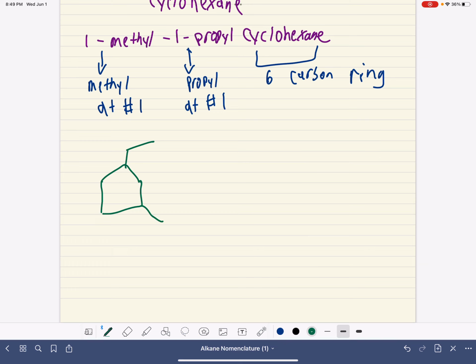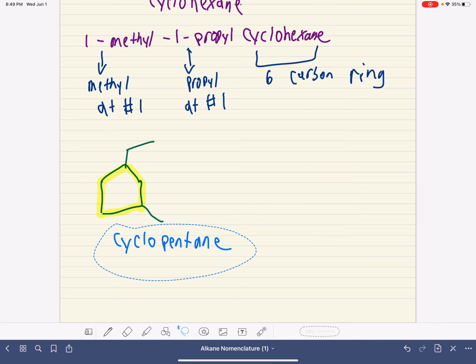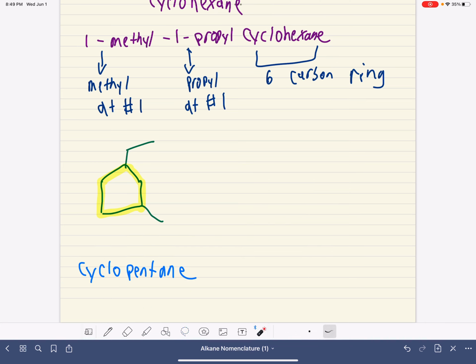first, I would want to identify the parent chain of this molecule. So here I have a 5-carbon ring, so I would name this as the parent chain. So this is 5 carbons here, so this would be cyclopentane. So the cyclo meaning it's a ring structure, pentane meaning it's 5 carbons. I would now identify the carbon substituents. So I have a substituent here and a substituent here.